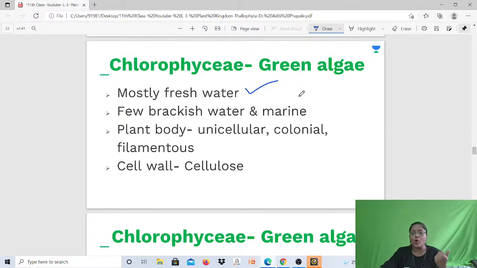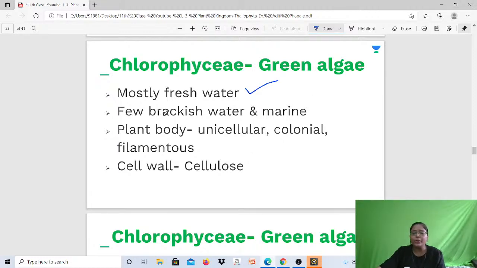That is rivers, ponds, lakes, etc. Few of them are present in brackish water, and a few of them are also found in marine water. Theek hai? Then, what do you mean by brackish water? Brackish water is where the fresh water and marine water meet. So that water is brackish water. And some of them are also found in marine water, where salt concentration is high.